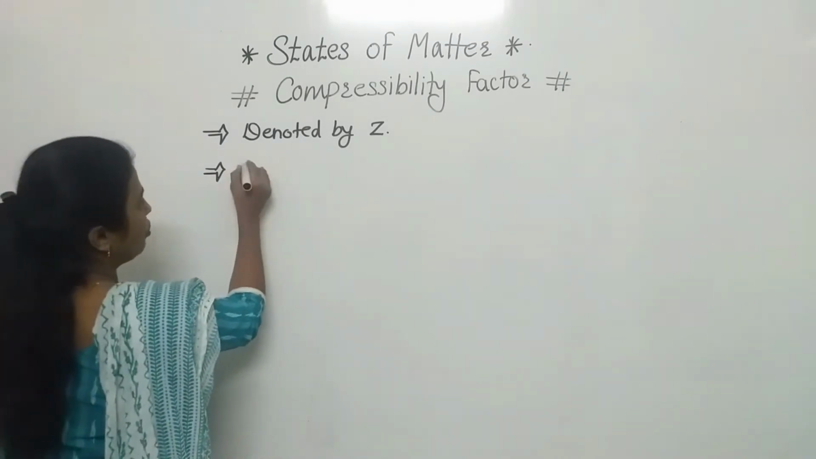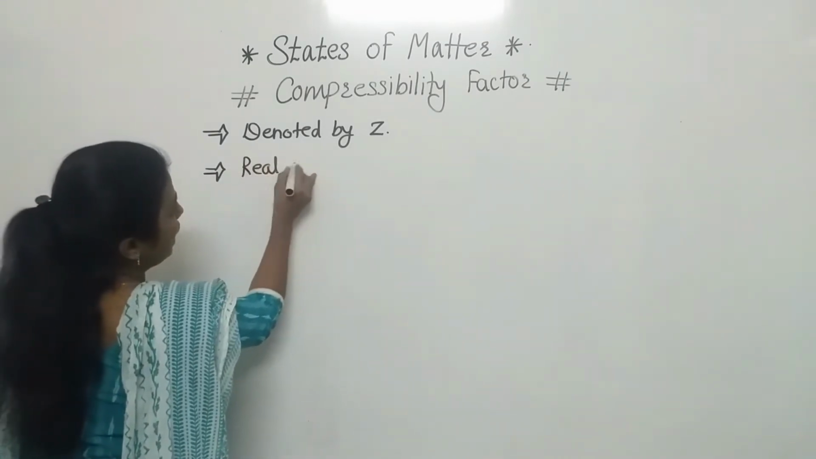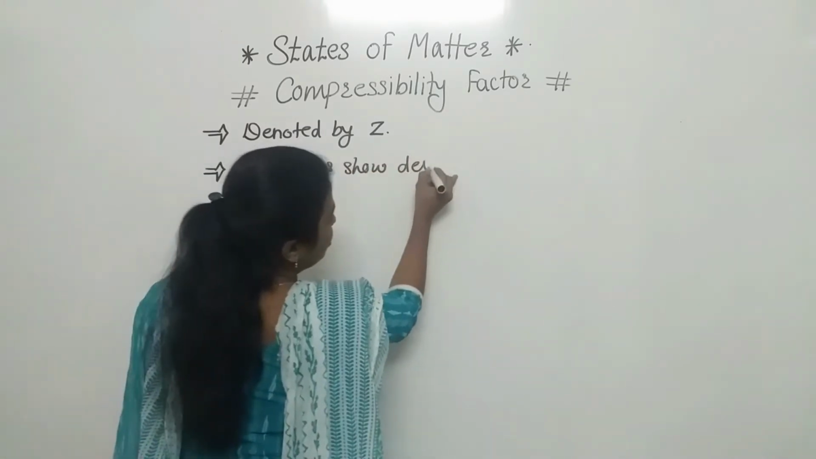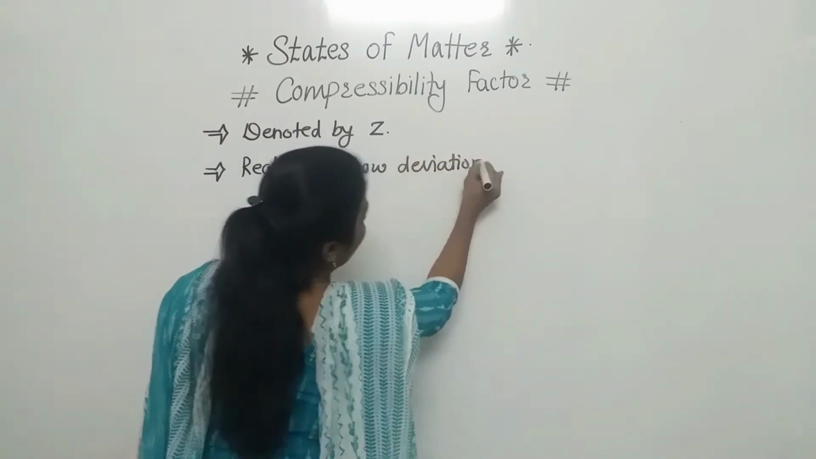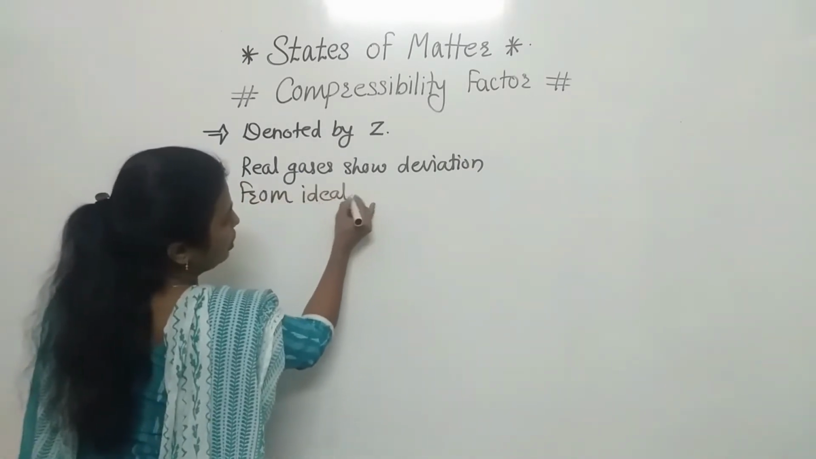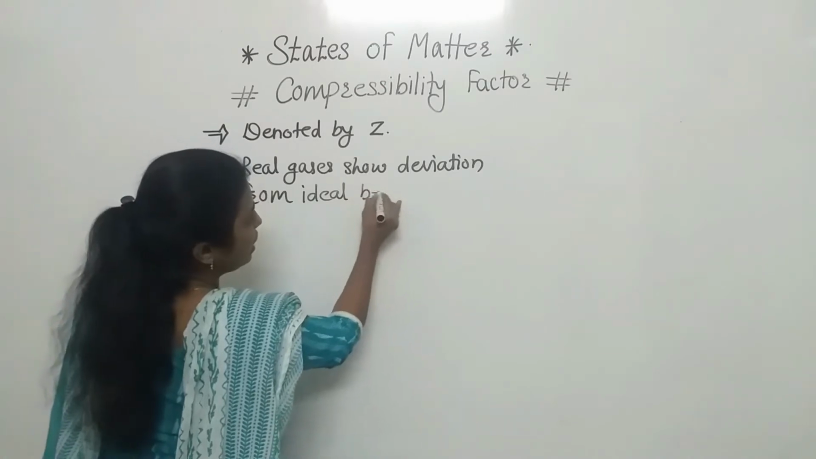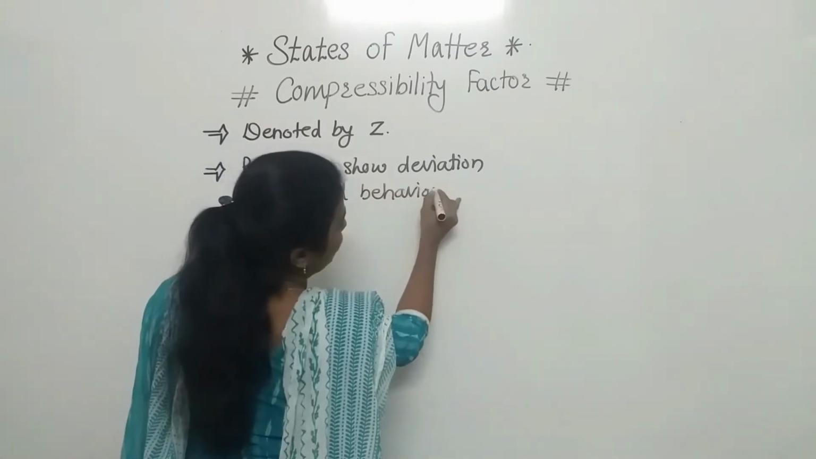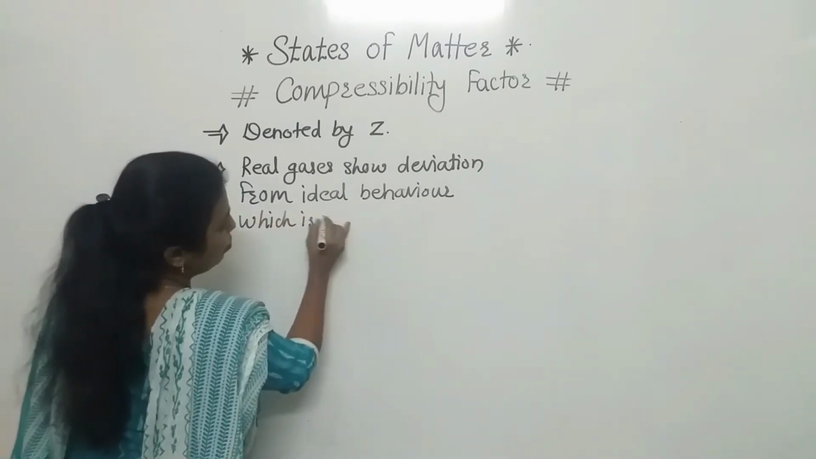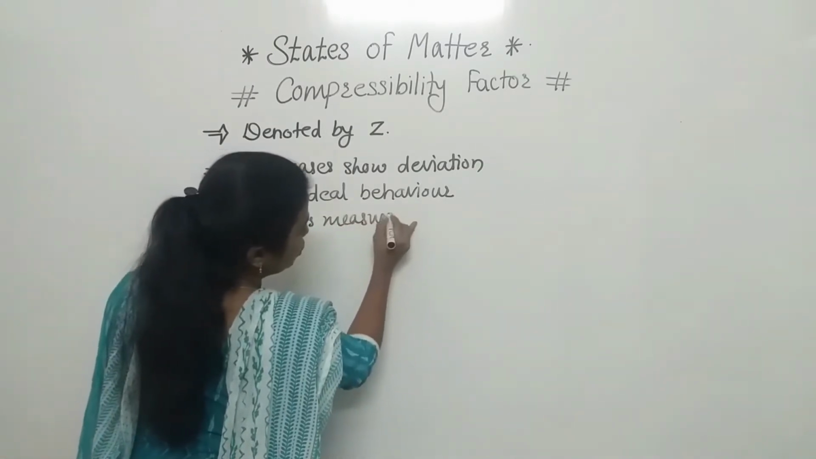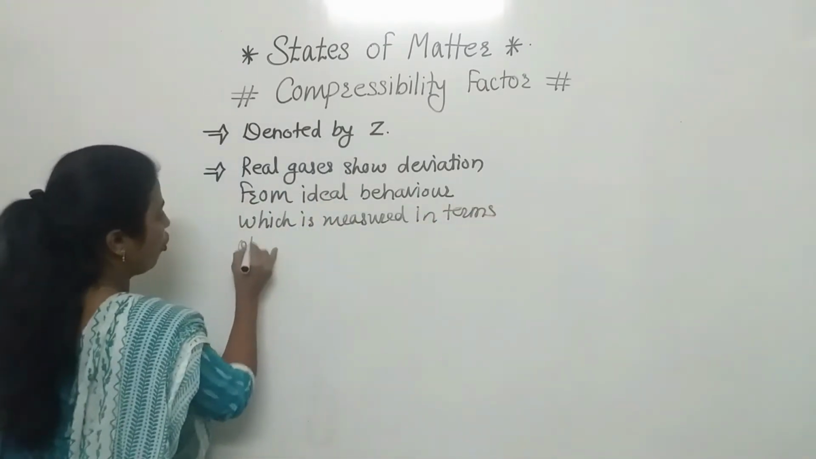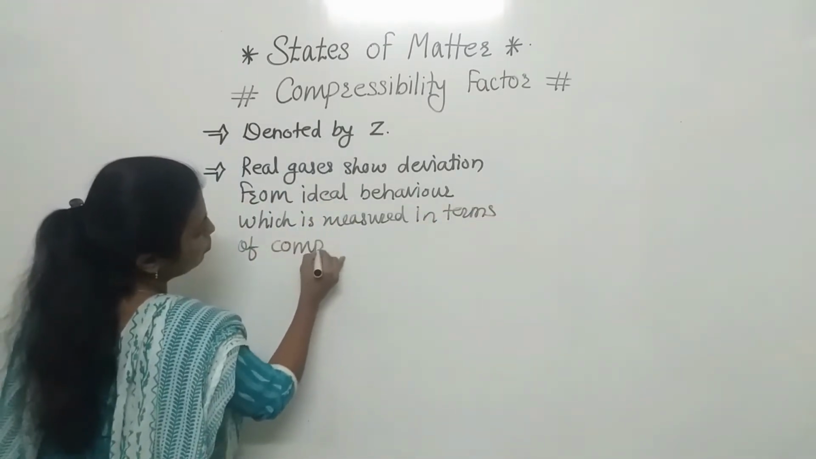So what is the point I will discuss? Real gases show deviation from ideal behavior, which is measured in terms of the compressibility factor.